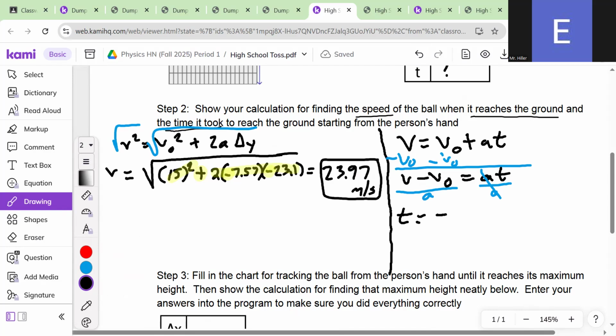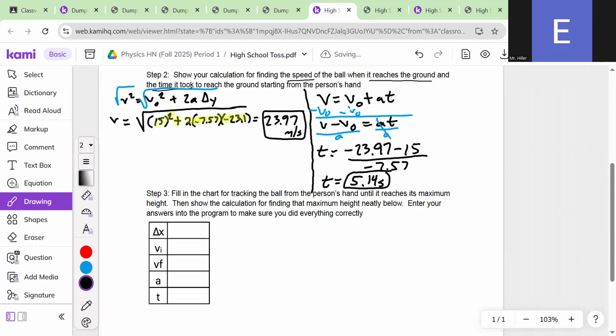The velocity is technically negative 23.97 minus whatever your initial velocity was, mine was 15, divided by whatever your acceleration is. Mine is negative 7.57. Okay, I'm going to put that in my calculation here. So negative 23.97 minus 15 divided by negative 7.57. I'm getting about 5.14 seconds.